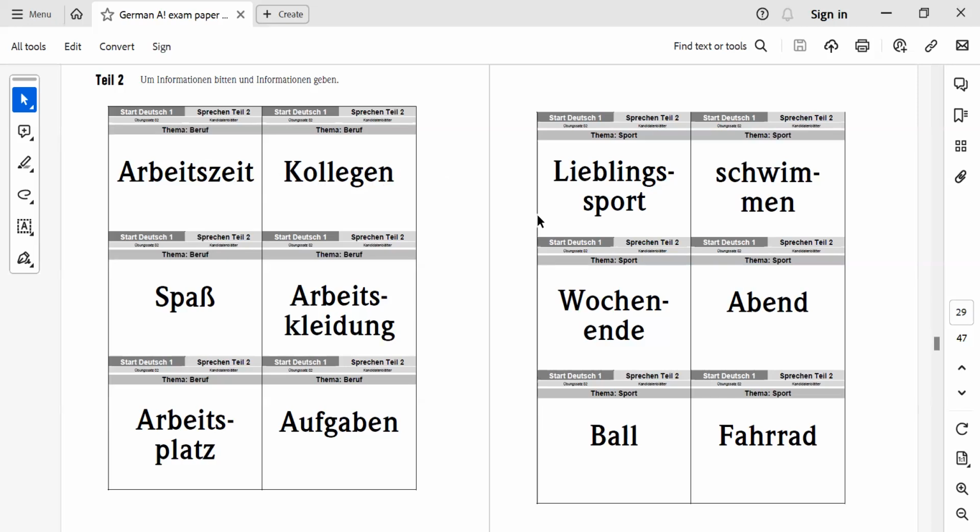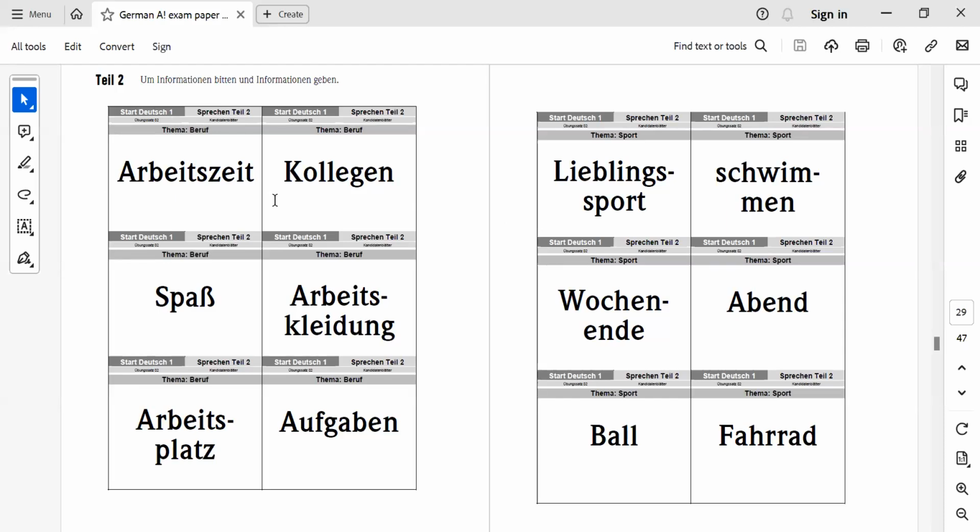So we'll take the Arbeitszeit. Okay. So Arbeitszeit and Beruf. So this is a related question. So what can I ask? There are multiple ways of asking. You will be given a few seconds to think about it. So what can I think? Arbeitszeit is nothing but work timing.